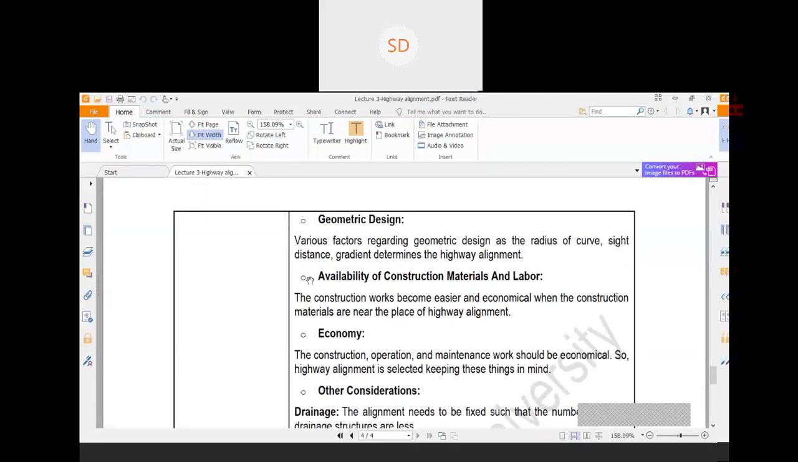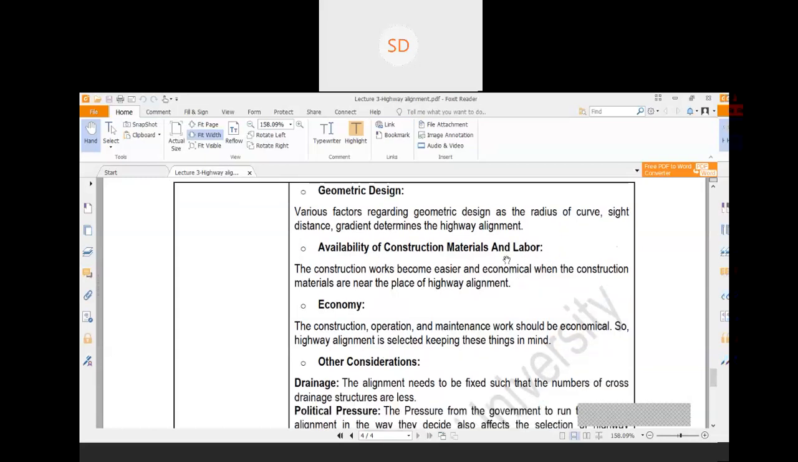Then geometric design. There are different parameters of geometric design, like horizontal curve, sight distance, gradient, etc. These parameters also affect the highway alignment. The next one is availability of construction materials and labor. That is also important. If the construction materials are not easily available within the limits of the site, you need to transport them from a distant place, and ultimately it will increase your construction cost.